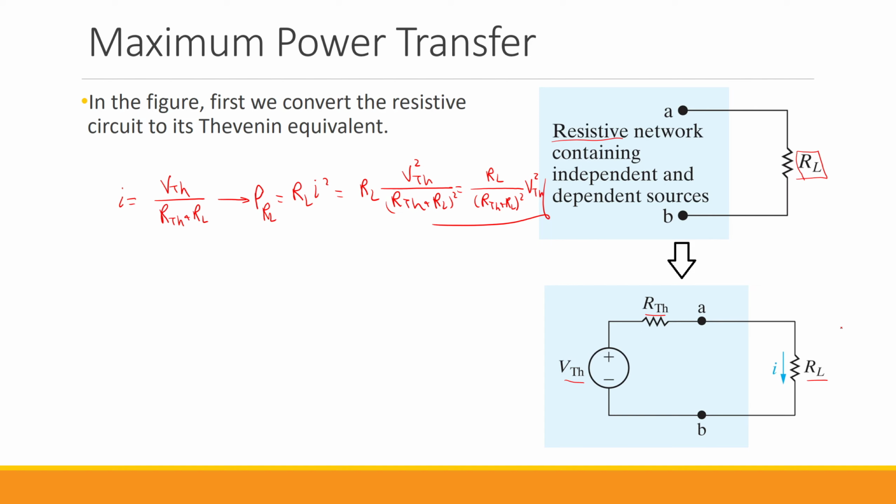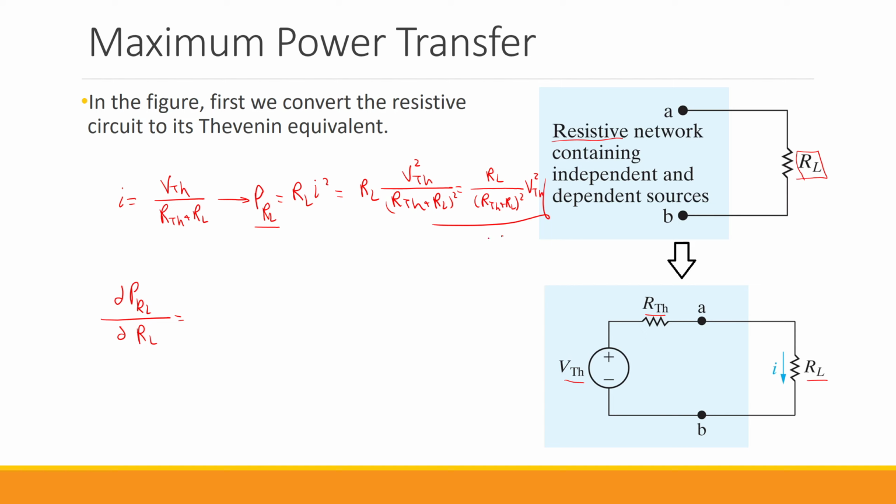The answer to that is we need to take derivatives of the power with respect to RL. So basically, if you remember from your math courses, if you have a function and you want to find the maximum or the minimum value for that function, you take the derivative with respect to the variable. So that is what we want to do here. We want to find the derivative of P of RL with respect to RL.